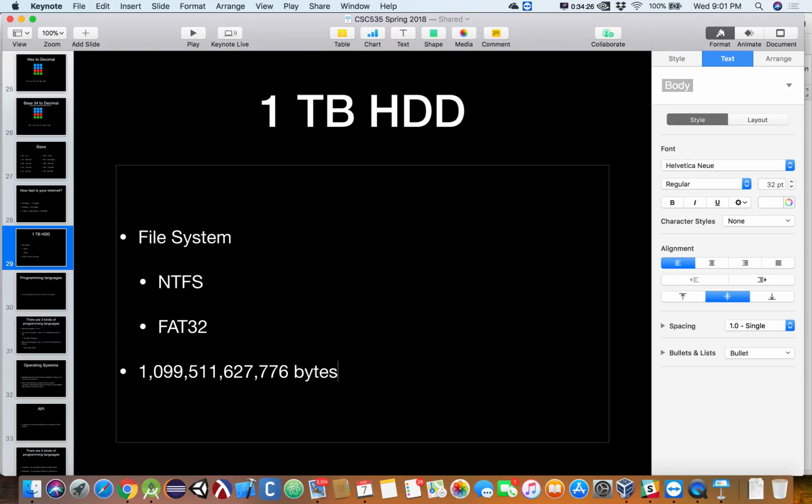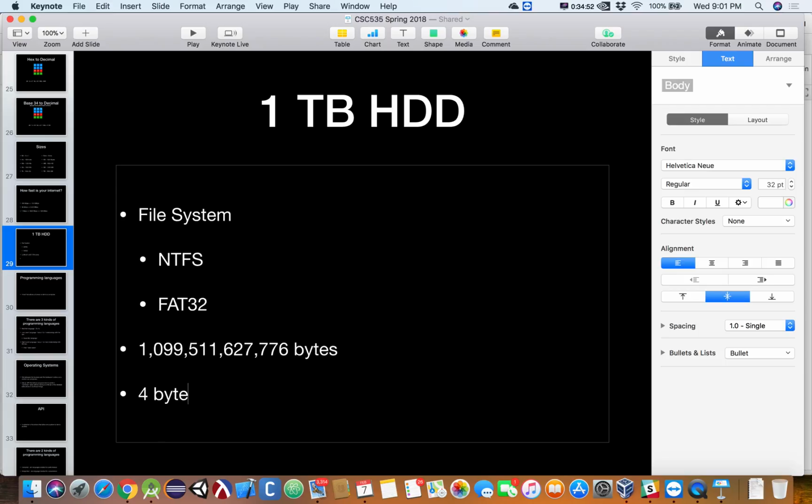A lot. Now, just as an example, a file system might say that the smallest chunk of data... we spent the last several minutes talking about the largest chunk of data that you can store on a FAT32 file system. We said that's 4 gigabytes. But what's the smallest chunk of data? On hard drives, that's usually something called block size. So let's assume the block size for this is 4 bytes.